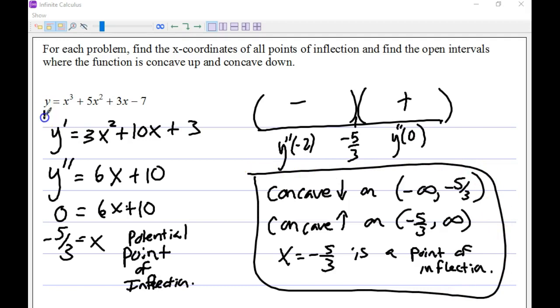So once again, I'll number my steps. The first thing I did was I found the second derivative and set it equal to 0. Second thing I did was the number line test again, find out where the concavity is actually changing.